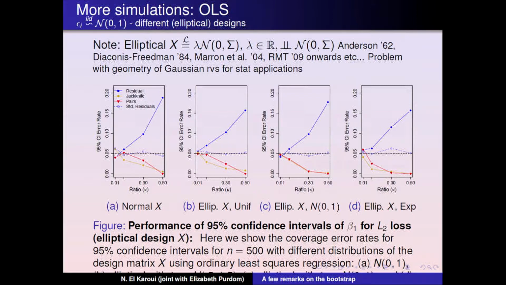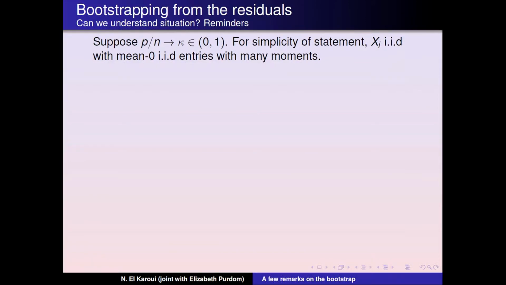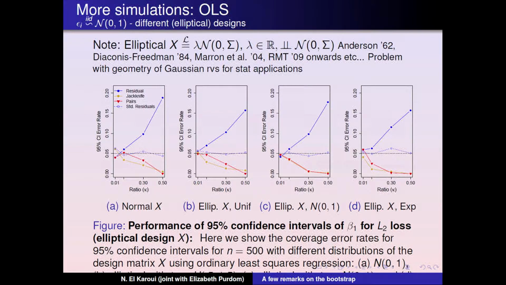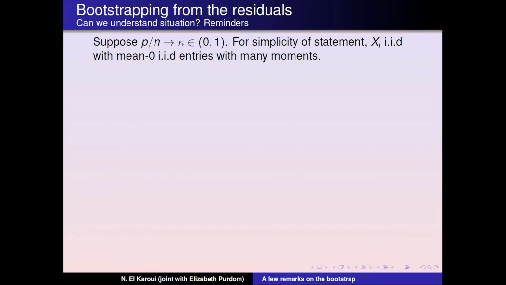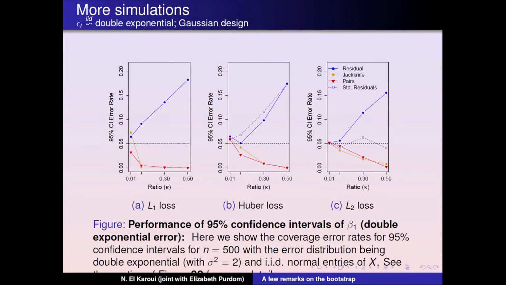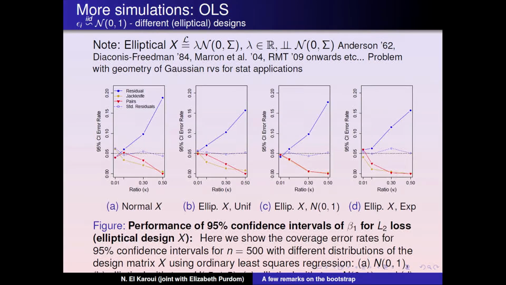So again, this is all for least squares, and you see that the residual bootstrap performs reasonably well. All right, so the thing is, of course, least squares I don't care about, right? I can just do a simple computation and get my interval. The things that are more interesting are these Huber and L1.